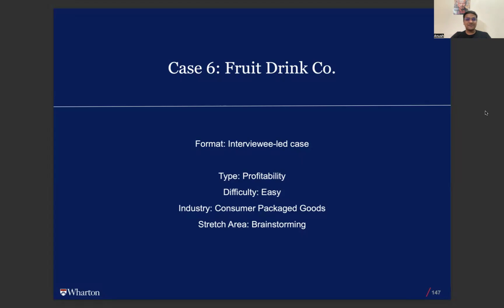So we'll practice case number 6 of that casebook. It is a profitability type case. It is a candidate-led case. It's an easy level case and its industry is consumer packaged goods, which means CPG. We call it CPG in short. Its stretch area is brainstorming. We'll focus more on brainstorming rather than the math involved, which means we'll be asked to provide our opinions, our recommendations, and how we can solve it.